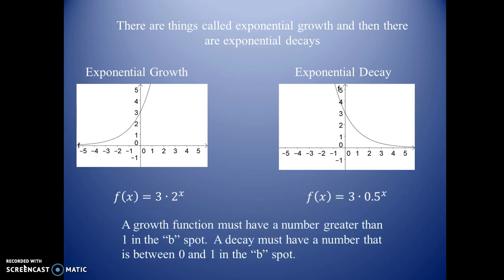So this is an important thing to remember, that if you have an equation of an exponential growth or decay, you can tell which one it is by just looking at the equation. A growth function must have a number in the b spot that is greater than 1.